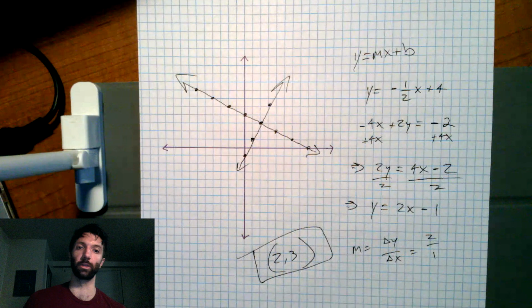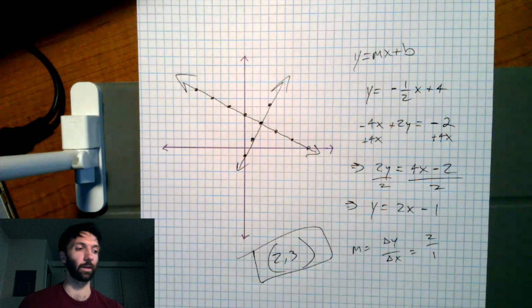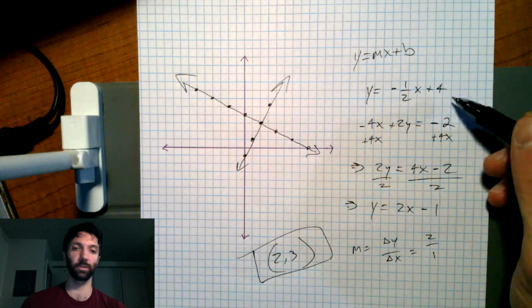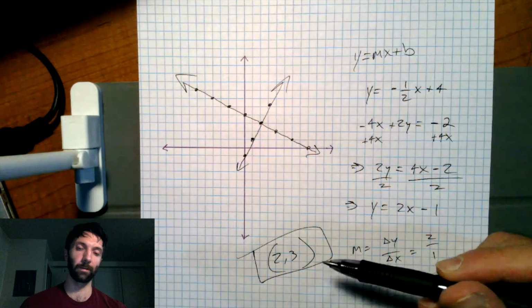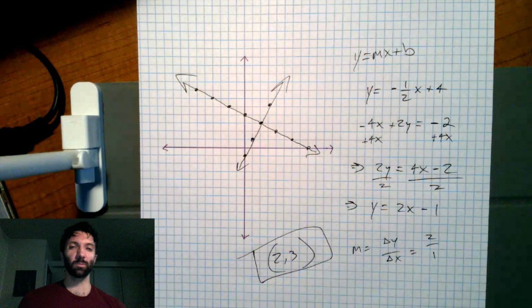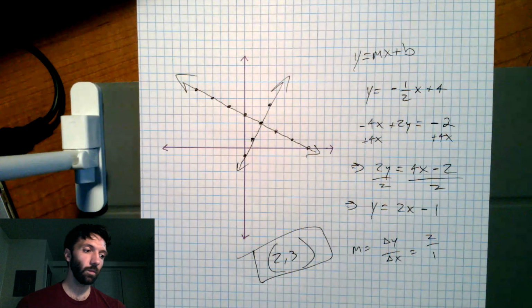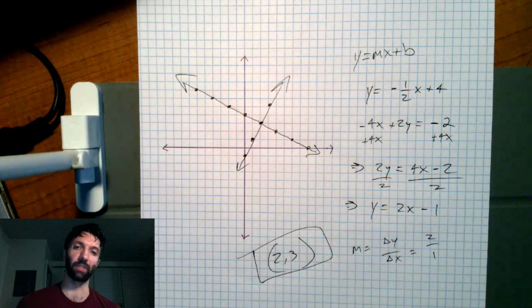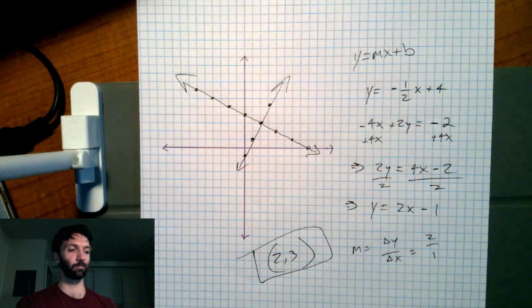So the solution to this system of equations, the one single point that will satisfy both of these equations, is (2, 3). Now there are some special cases where you might not get any solution, or you might actually get infinitely many solutions, but I'll save that for another video. So with that said, guys, it's been demonstrated.